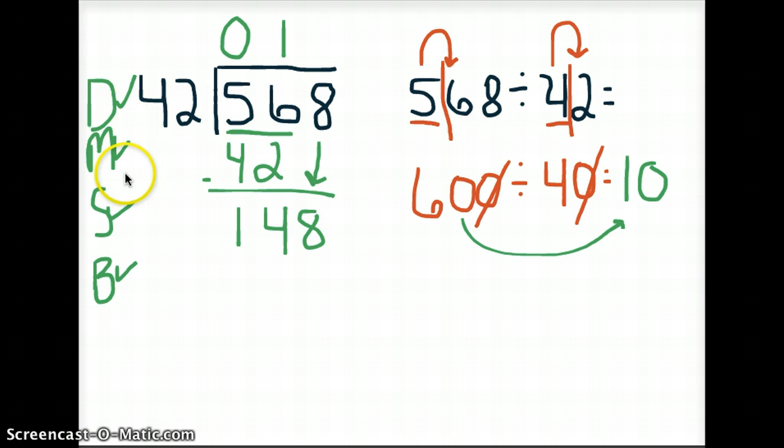Now that we have checked off all of our DMSB, it's telling us that we need to go right back up top to D, and we need to ask ourselves that division question. How many times can 42 fit into 148? For the next 10 seconds, I want you and your partner to discuss what you need to do in order to figure this out. What strategy should you use based on your knowledge of division?